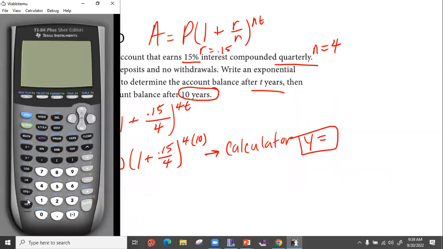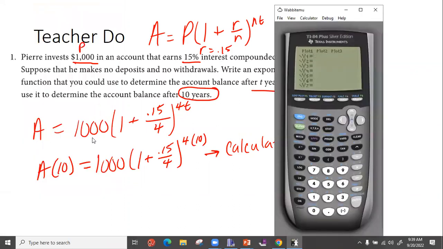So here's my handy dandy calculator. I'm going to clear, 2nd plus 7, 1, 2. So when I have Y equals, I'm plugging in this guy right here. So 1,000 parentheses 1 plus 1500.15 divided by 4, close parentheses.